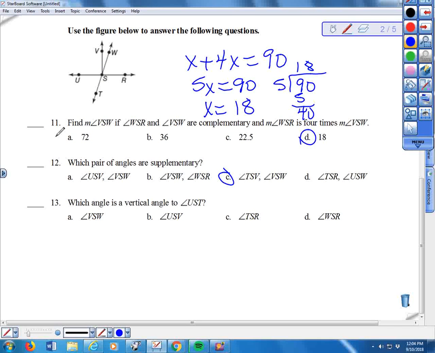Which angle is a vertical angle to UST? Well, vertical angles are created by intersecting lines. This one is vertical to this one. So it would be WSR. Good still?